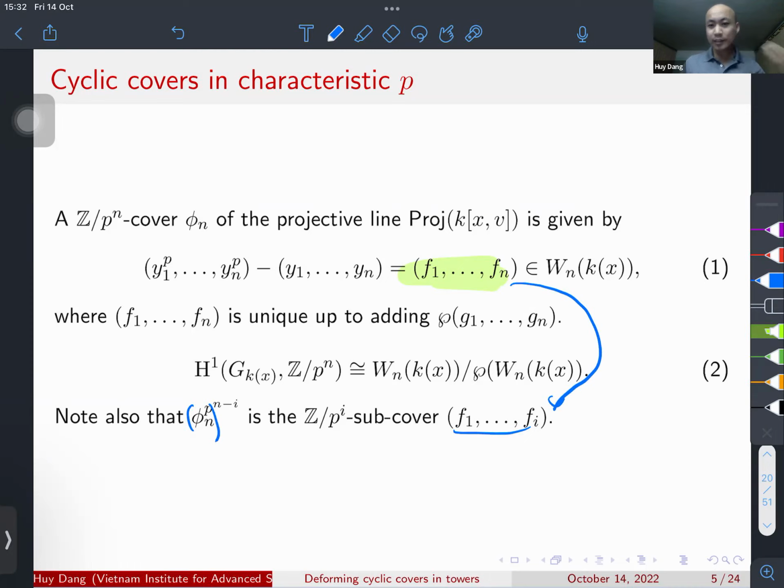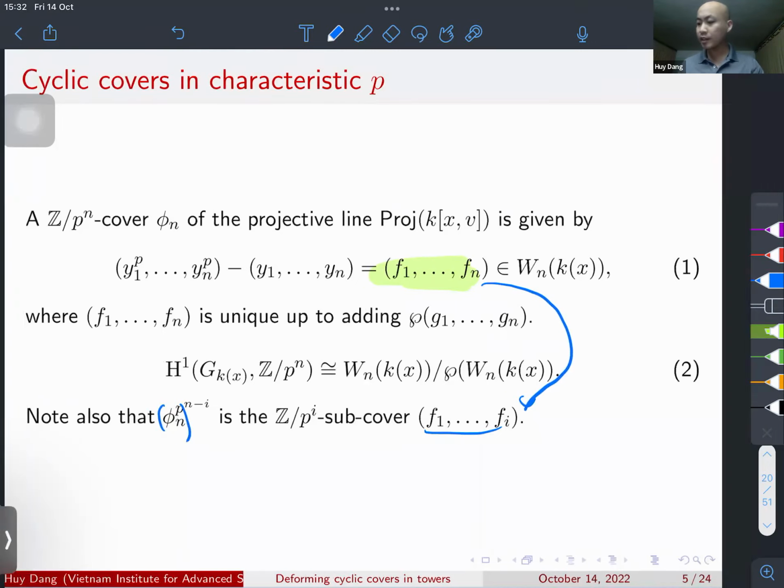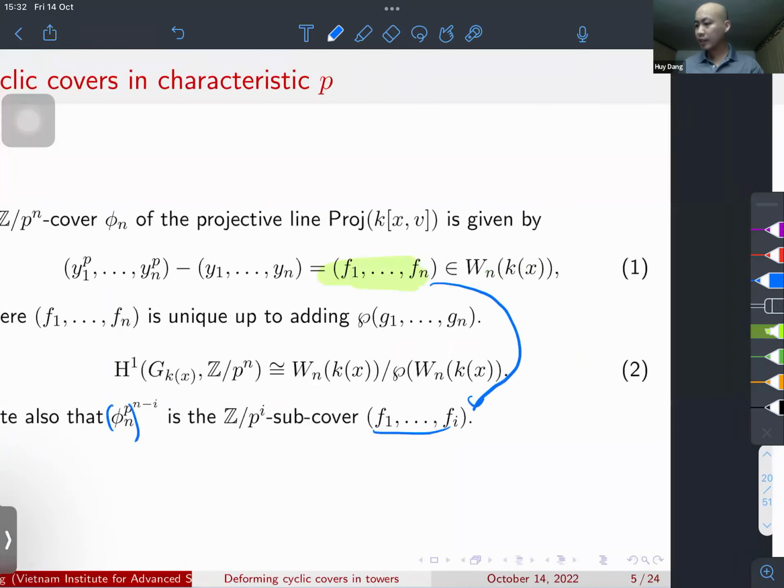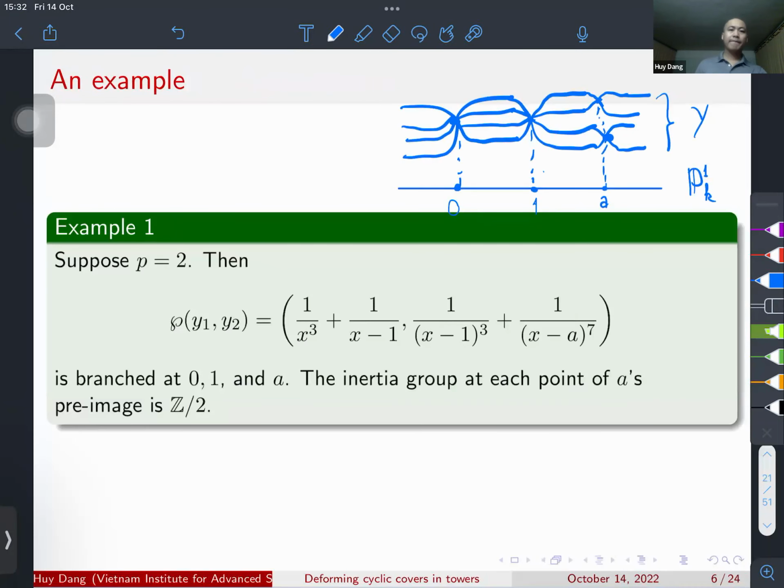Just a quick review, because I will not use this a lot, but to get some taste of the technique that we're going to use, let's look at an example. When p is 2, the equation over here has 2 entries, so it's a bit vector of length 2. So the equation here gives you a Z mod 4 cover of the projective line P^1_K.